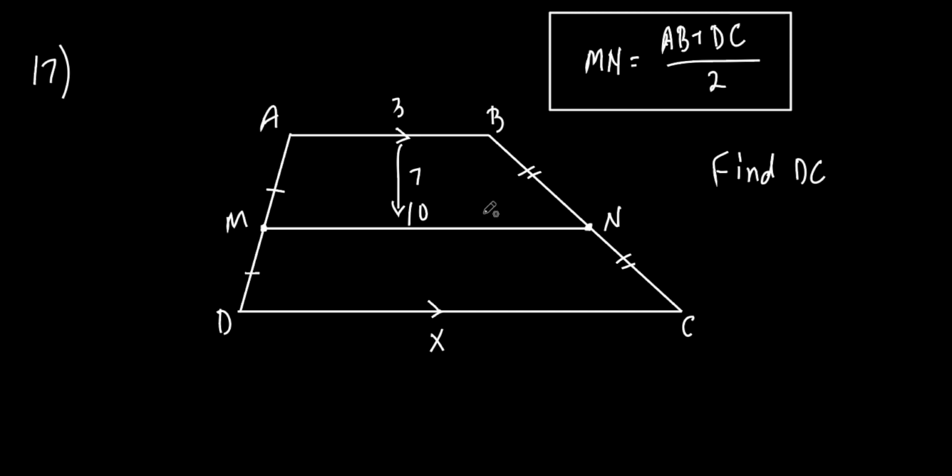Remember, this is the midsegment. It's right in between. So how far would it be to get from this 10 to this number right here? It would be 7 as well. Everybody see that? From 3 to 10 is 7. From 10 to what? 17. You see that? Because I started at 10 and I go down 7. 10 plus 7 is 17. So find DC, that would be 17. That's the easiest way to do it.